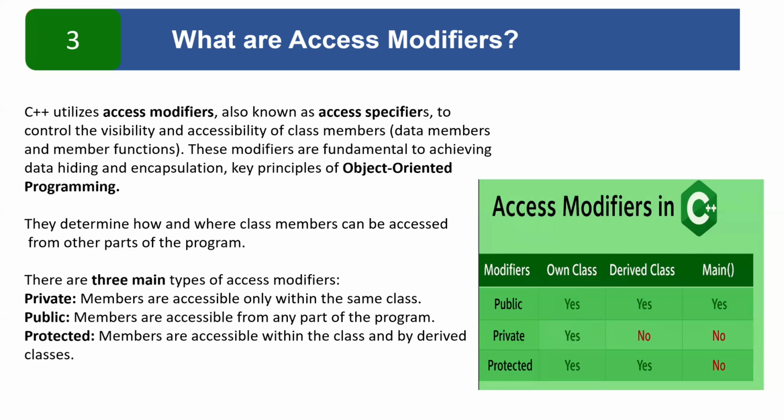There are three main types of access modifiers. First one is private. Private members are accessible only within the same class. Second one is public. Public members are accessible from any part of the program. Third one is protected. Protected members are accessible within the class and the derived class.